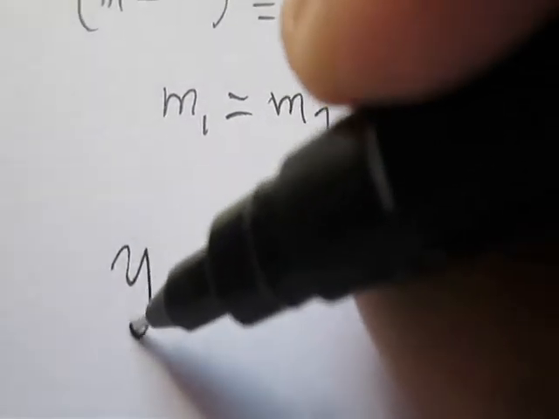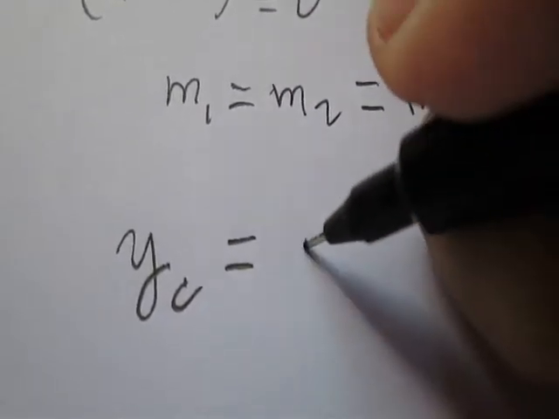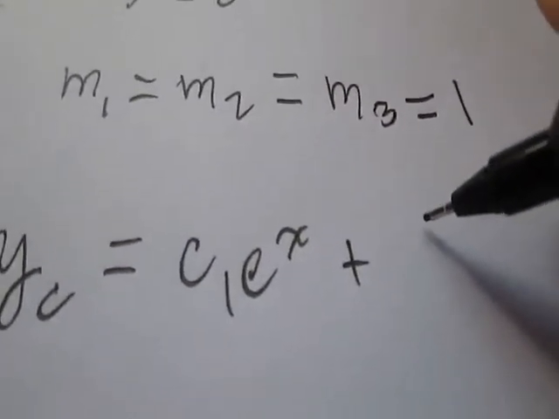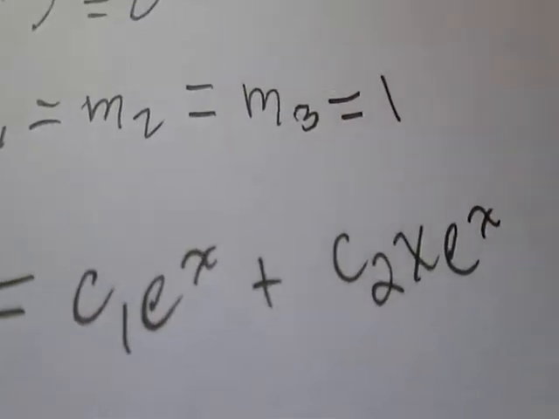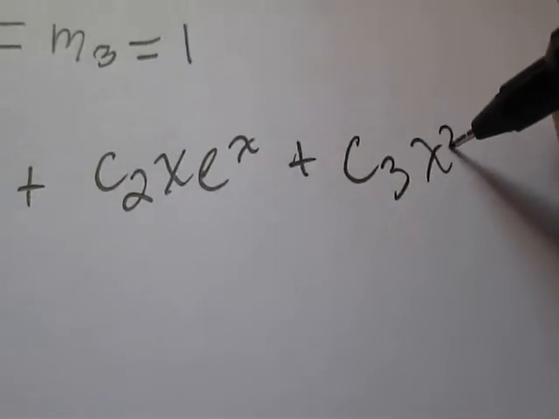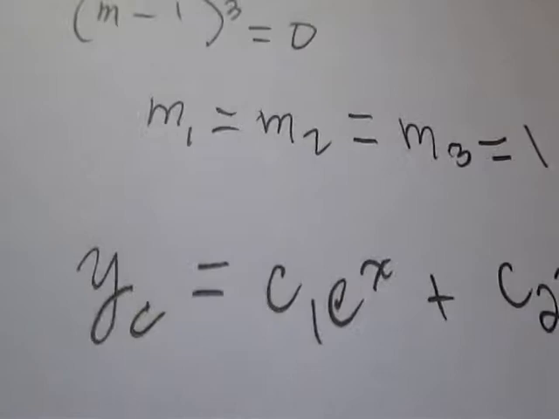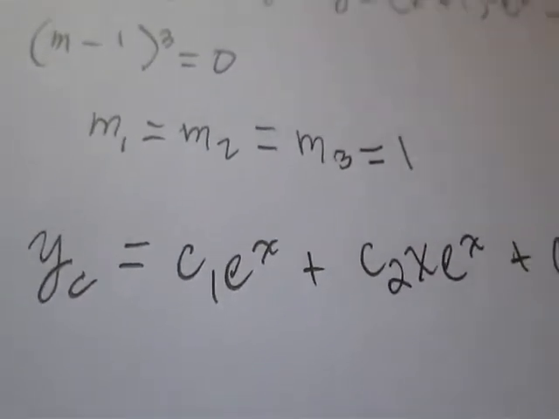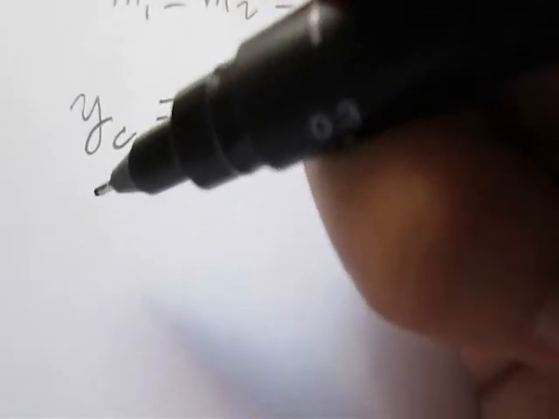So we have yc equals c1 e to the power of x plus c2 x e to the power of x plus c3 x squared e to the power of x. And now using the process of undetermined coefficients, we get the y particular.